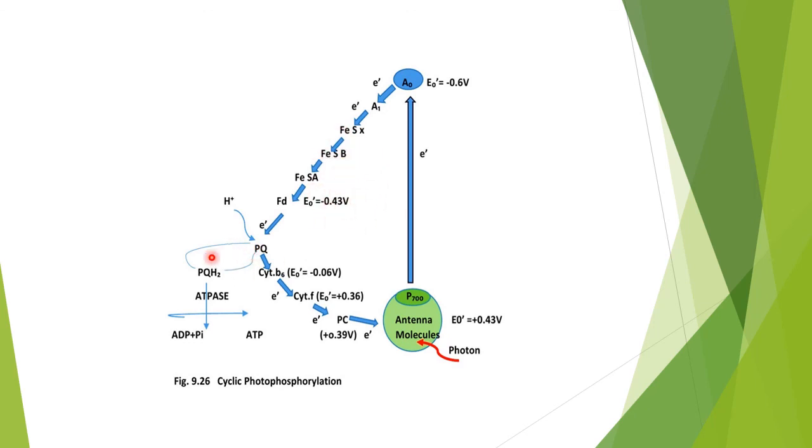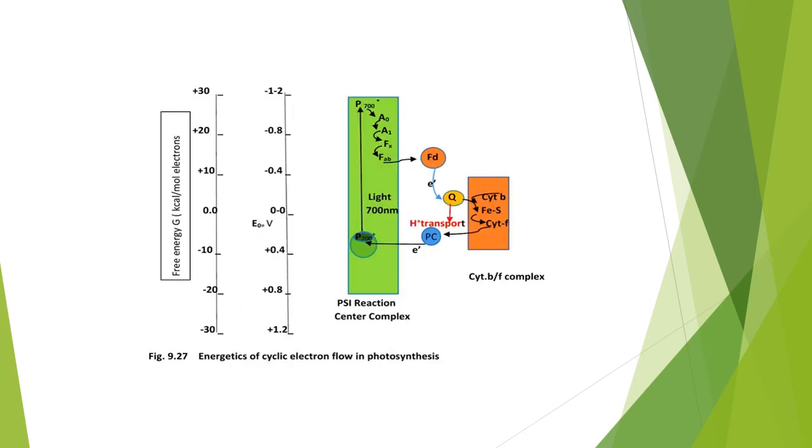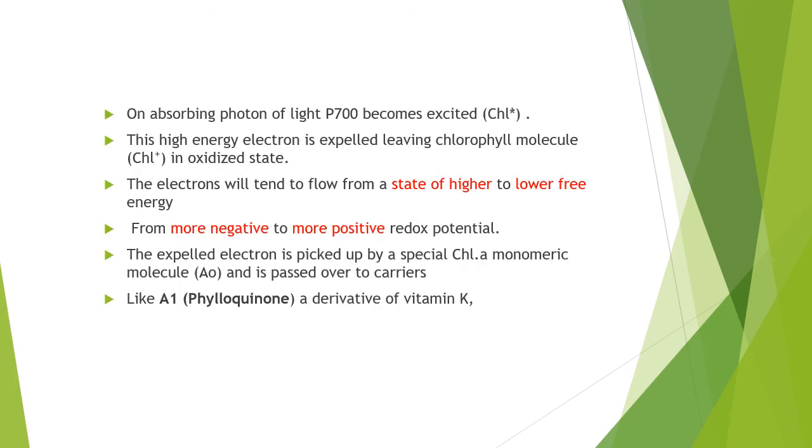It of course also shows there in the presence of an ATP synthase. There is a coupling of ADP with inorganic phosphate to form ATP. So ATP is also generated, but no NADPH reduction takes place here. So this is another view of it, the energetics of the cyclic electron flow, how this system works here. Then it goes through these carriers, then to ferredoxin, and then there is a cytochrome, and then there is proton transport. Then this is the PC, back to this as per the free energy, as per the redox potential. And on absorbing a photon, let us give the description of it.